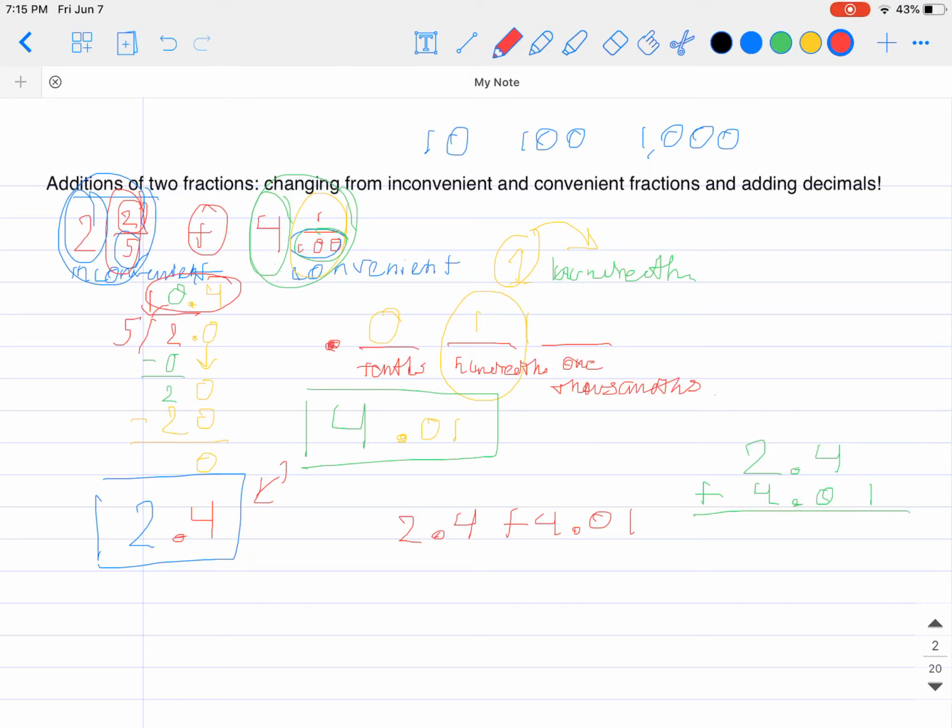There's a missing number here, so I'm going to put a 0, and then we can start adding down. 0 plus 1 is 1, 4 plus 0 is 4. And on the left side of the decimal, 2 plus 4 is 6. So the final answer will be 6.41.